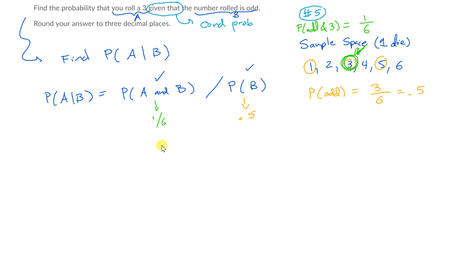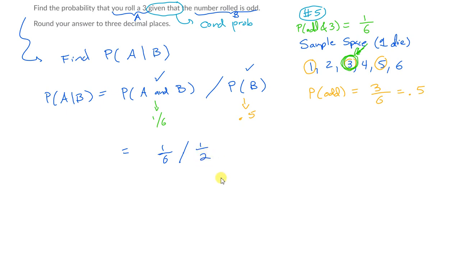Okay, so we can go ahead and compute this, right? So what is the probability of A given B? It's going to be 1/6 times 1/2. Actually, I'm sorry, 1/6 divided by 1/2.